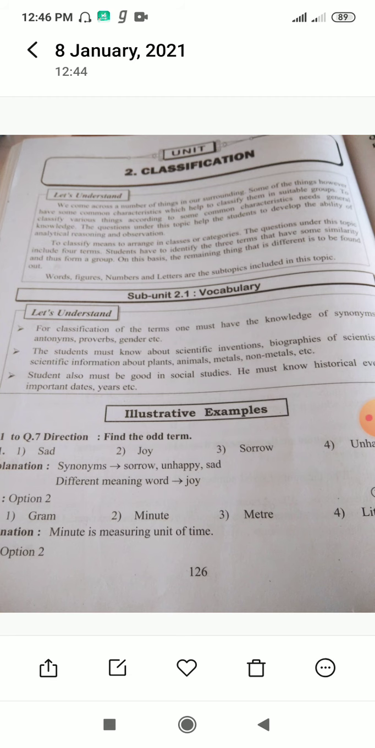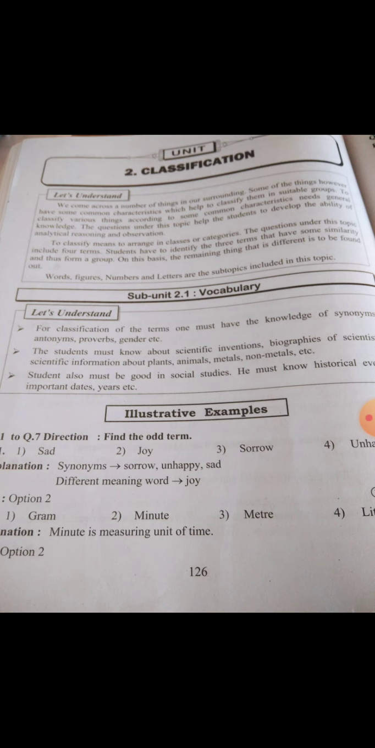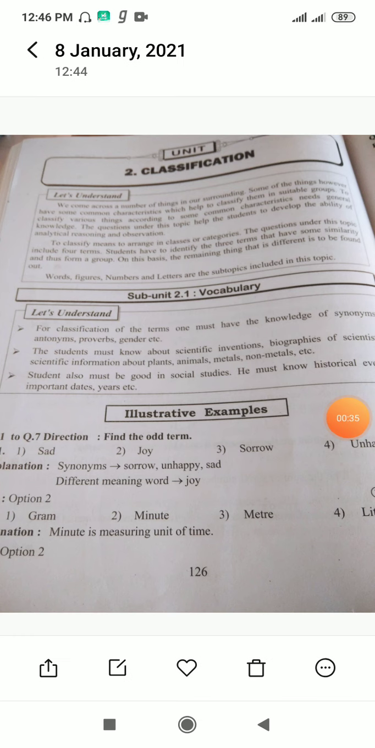Let's understand this unit. The things which are in our surroundings have similar properties, meaning they have some common characteristics, and on that basis they are classified into different groups.